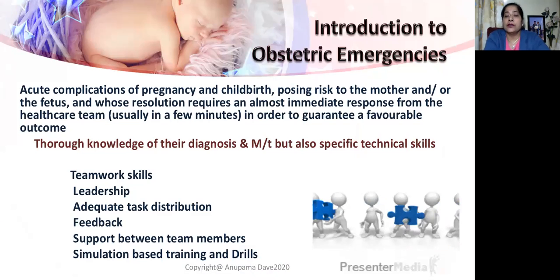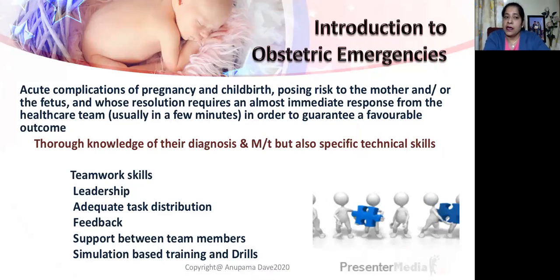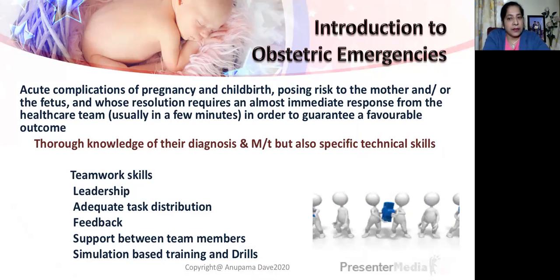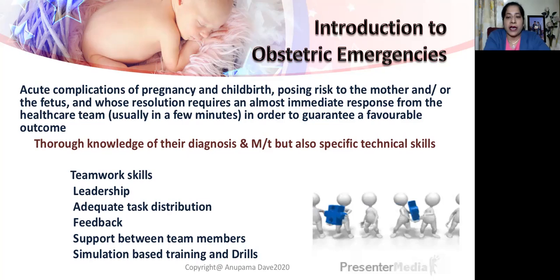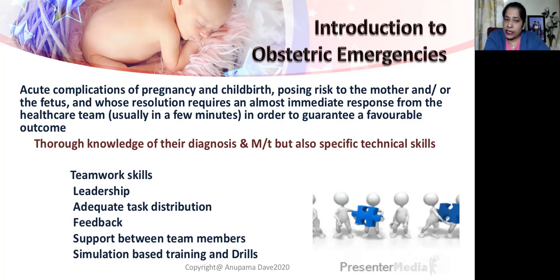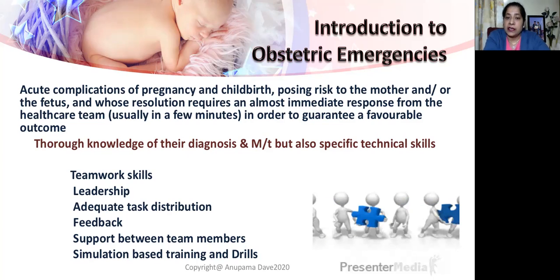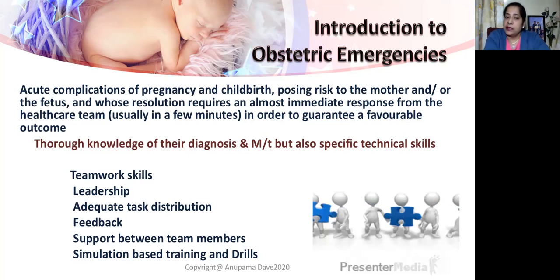Now, a brief introduction to what obstetric emergencies are. They are acute complications of pregnancy and childbirth which pose a risk to the mother and or the fetus, and however their resolution requires an almost immediate response from the healthcare team, that is within minutes, in order to guarantee favorable outcome. Now, this healthcare team should have a thorough knowledge of their diagnosis and management, but in addition to that, they should have specific technical skills as well, like teamwork skills.